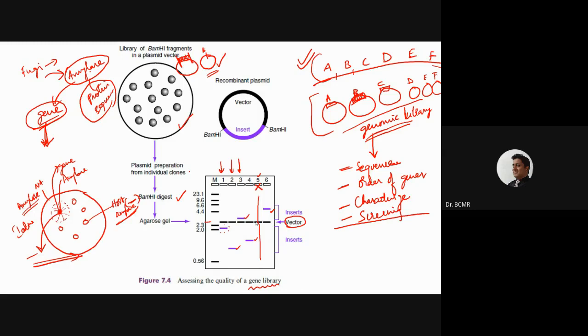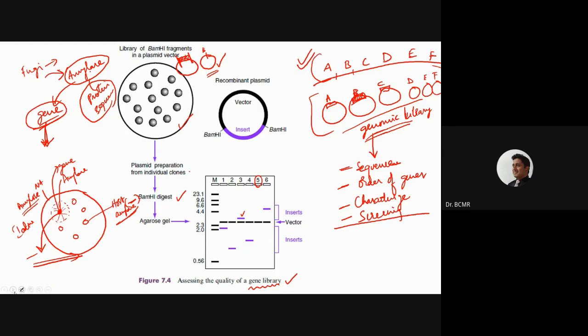So why is this a good library? It is a good library because out of 6 different samples that were tested, only one is a vector religation, this one. The rest are all recombinant, which would mean that it is a good library. If the majority of them were vector religation and only 1 or 2 were recombinant, then it is not a good library.